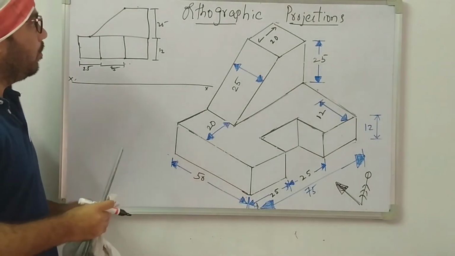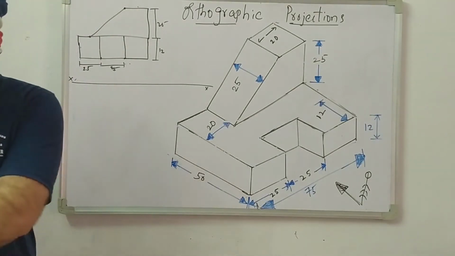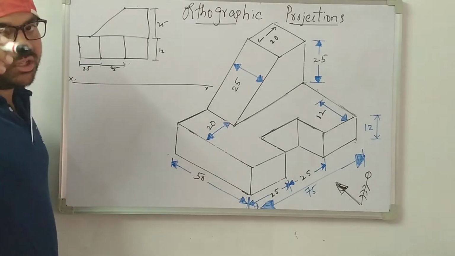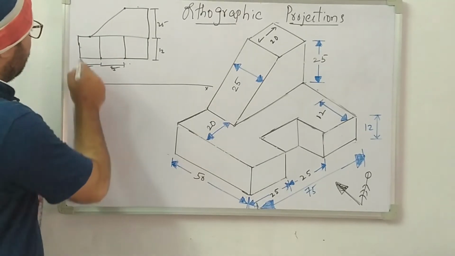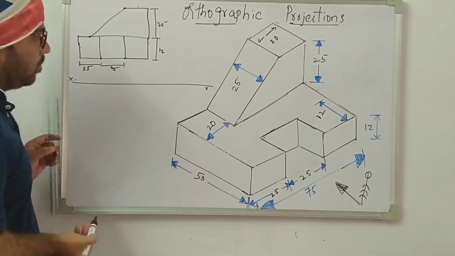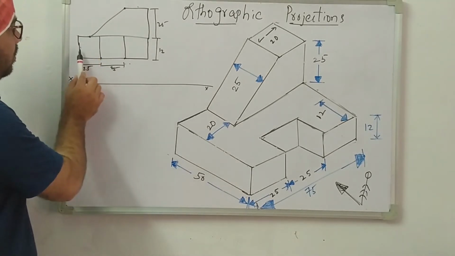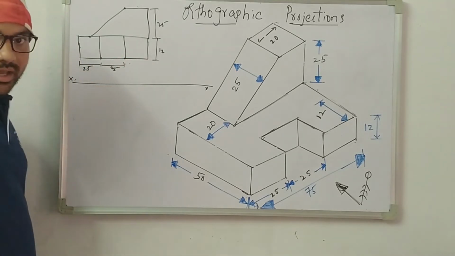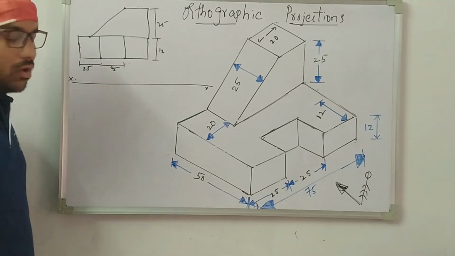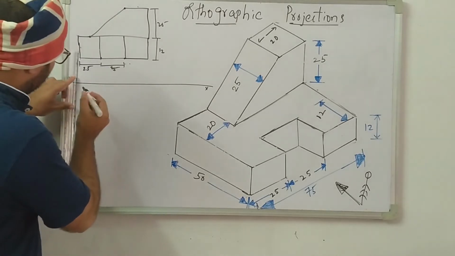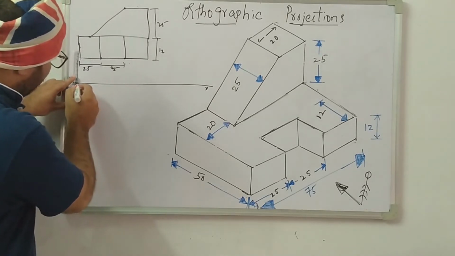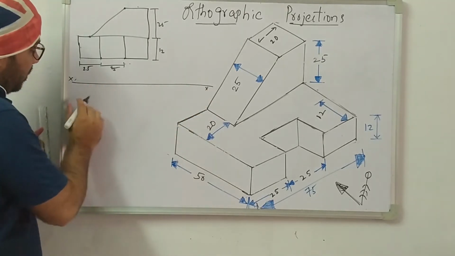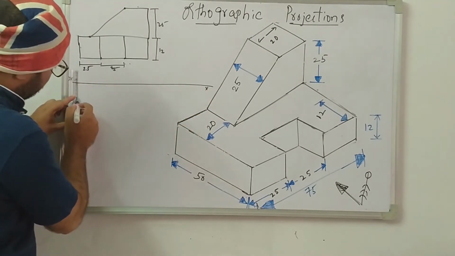Now how to draw the top view? To draw the top view, simply draw the projection lines. Draw vertical projection lines downwards. So here onwards, draw the projection lines downwards. How many vertical lines are there here? 1, 2, 3, 4. So 4 projection lines are there. Draw the 4 projection lines downwards very, very lightly. With respect to the reference line, give some distance and draw the projection lines.